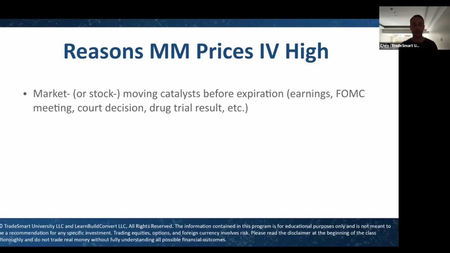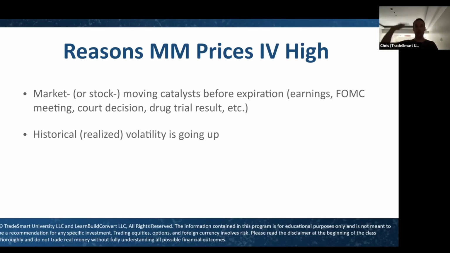So implied volatility is going to be higher when those are happening, because the market maker knows, hey, when that event happens, the outcome of that event is likely to drive buying or selling pressure on the stock. It could also just be that historical, meaning realized, volatility is going up.